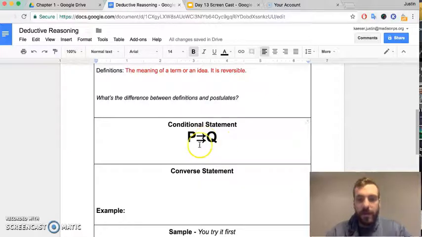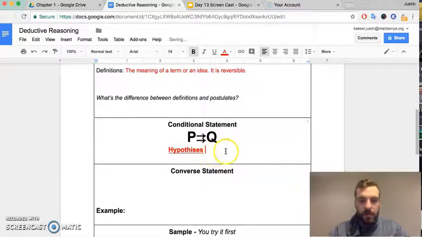So super quick, a conditional statement is just an if-then statement. Switching to red, we use the notation P to Q. P is the hypothesis, the if part. Q is the conclusion, the then part.